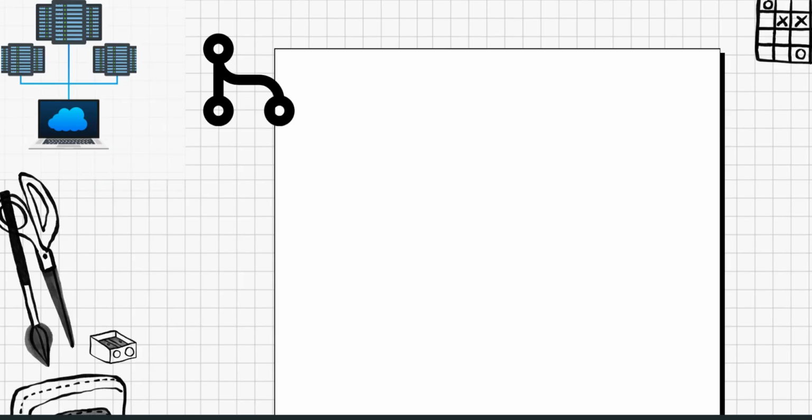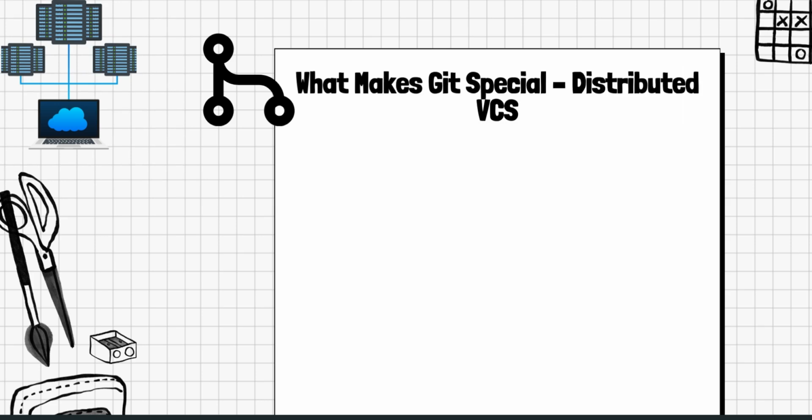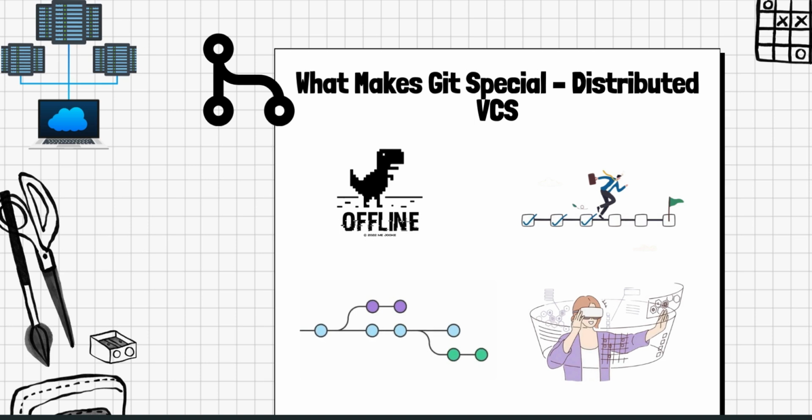Okay, but what makes Git special? A distributed version control system. The older version control tools had one central server. If it crashed, the history was gone. Git is distributed. That means every developer has a full copy of the project's entire history. You can work offline, commit changes, create branches, and merge updates. It's fast, reliable, and gives you full control even without internet.